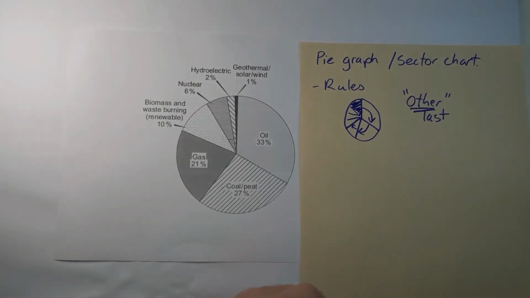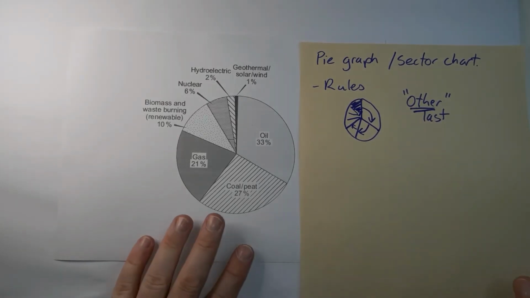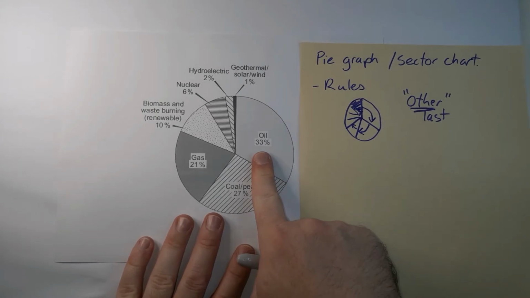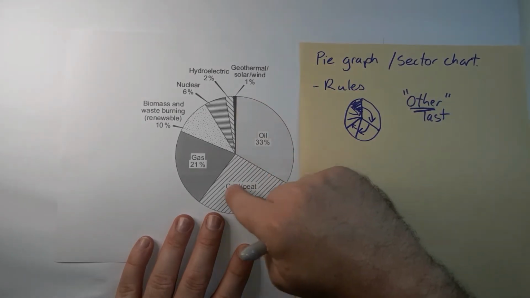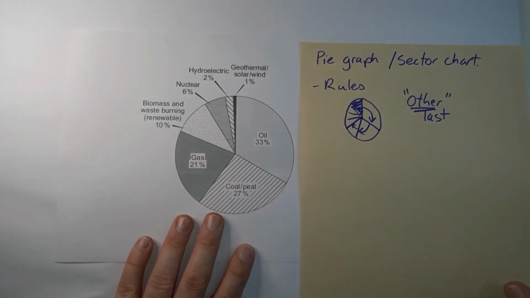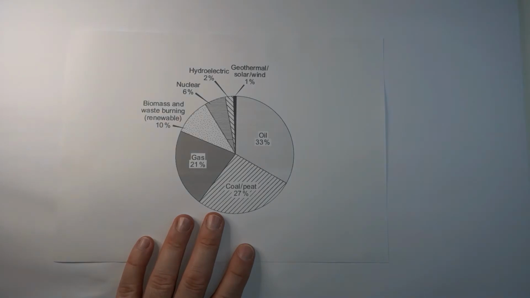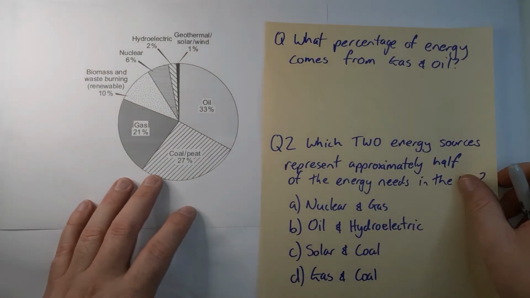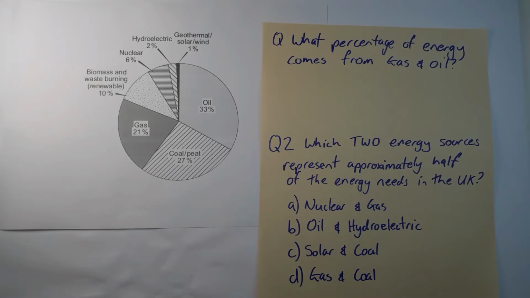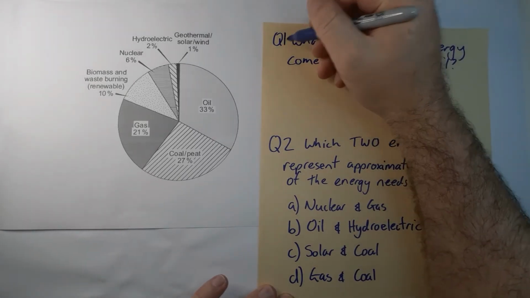What we need to take into account is that most of the time we'll probably have percentages given to us. If we don't, we might need to use a protractor to measure the value of each of these sectors. But we're not going to worry about that today because it's only a short video. I'm going to talk you through two practice exam type questions. Here they are.